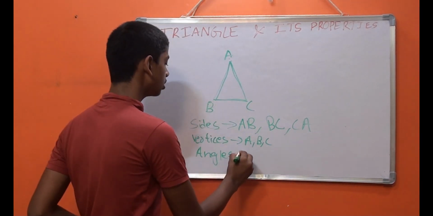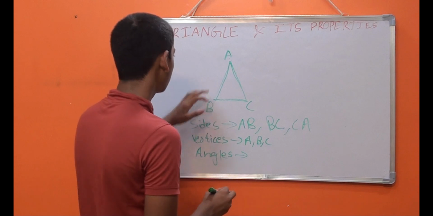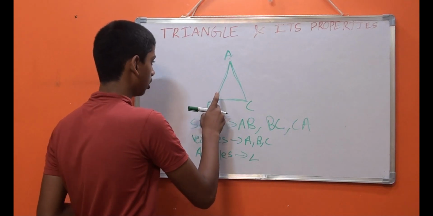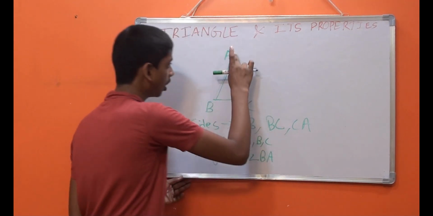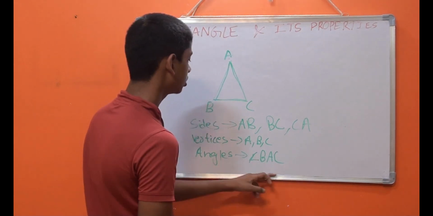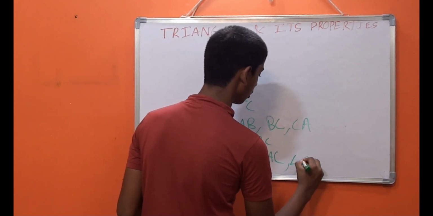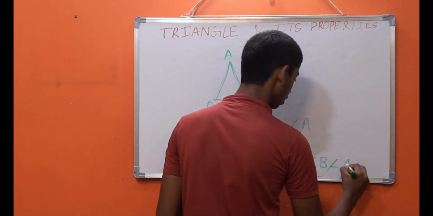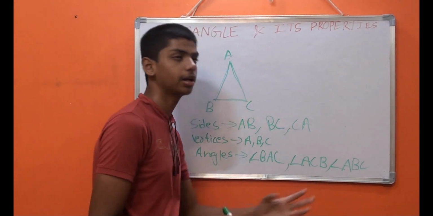Here the angles means the angle formed by these two line segments. Here we have angle A, angle B and angle C. Angle A is written as line segment B and A, then we have A and C. Now we have the angle BAC. Similarly for C, we would write ACB. Now these are the angles. We can also write them as angle A, angle C, angle B, like that.